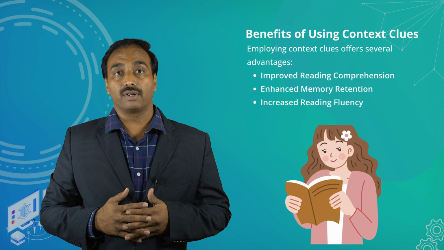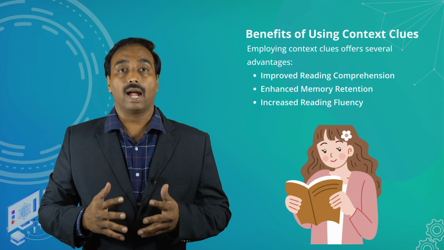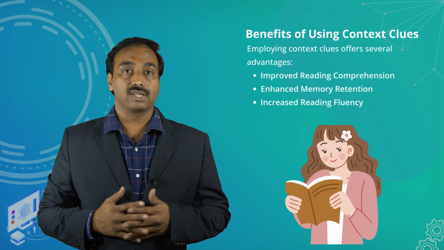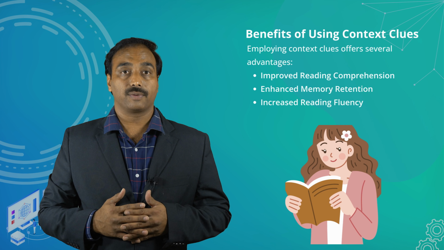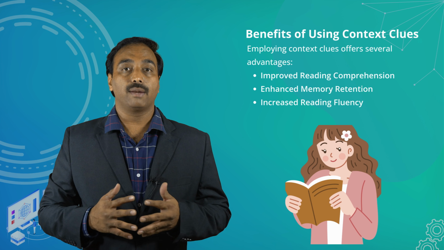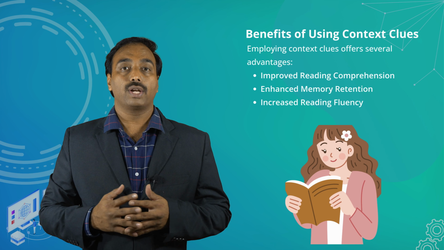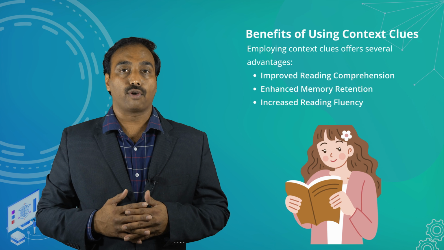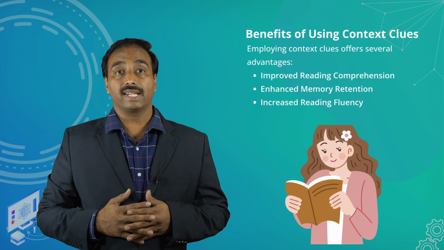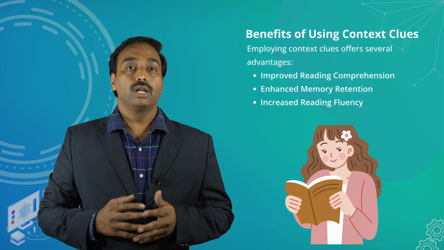Employing context clues offers several advantages. First one, improved reading comprehension. Understanding the meaning of unfamiliar words within the context enhances overall comprehension of the text. Enhanced memory retention. Learning words in context helps in retaining their meanings more effectively. Increased reading fluency. The ability to deduce meanings on the fly allows for a smoother and more uninterrupted reading experience. Research indicates that readers who effectively use context clues can better grasp and remember new vocabulary.